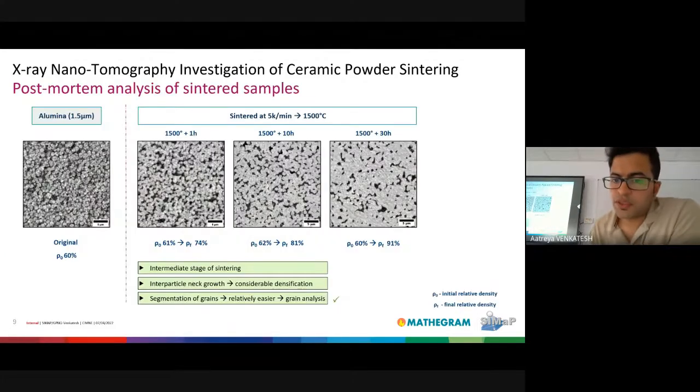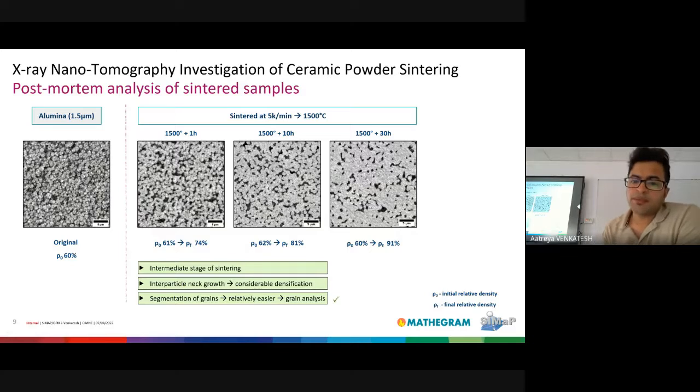Now, shifting our focus to some of the results of the post-mortem analysis here. Here is a cross-section of one of the sections of a 3D alumina with an initial particle size of 1.5 micrometer and initial relative density of 60%. It's been sintered at 1,500 degrees for 1 hour, 10 hours, and 30 hours, respectively. The grains are in gray, while the pores are in black.